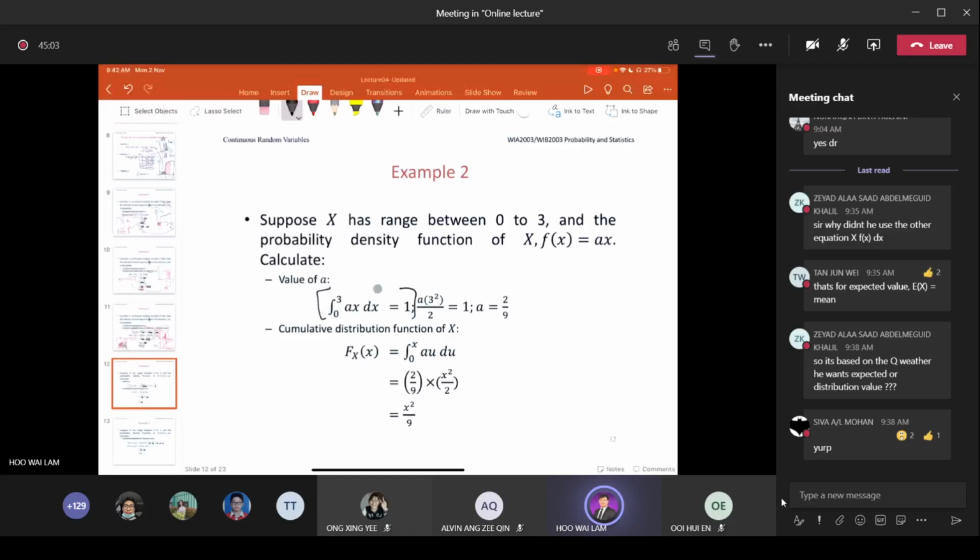So basically, you do an integration over here, which is like this. You get this one, which becomes 9a divided by 2 equals 1, and then you will eventually get a equals 2 divided by 9. I'm just skipping the step from here to here, but I believe you are able to do the integration part right now. It's just becoming ax squared divided by 2, with 3 and 0 here. And then you'll be able to go here.